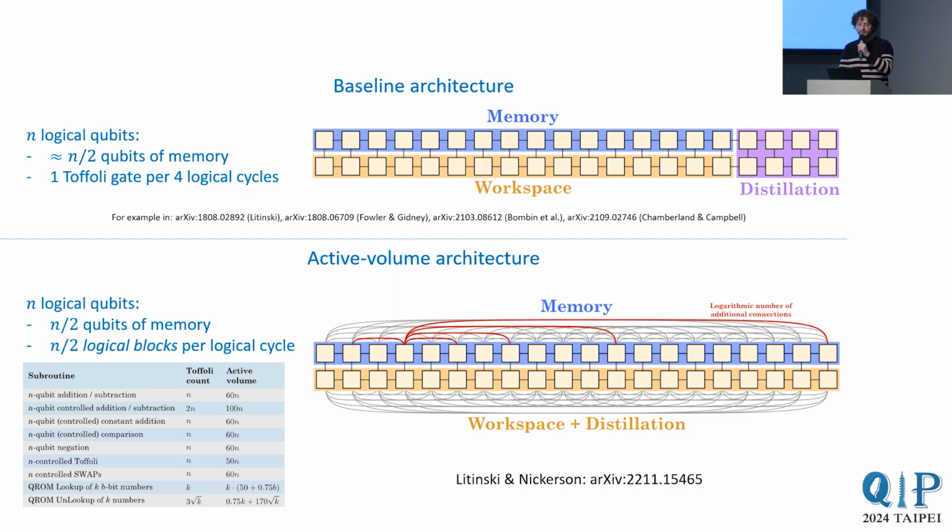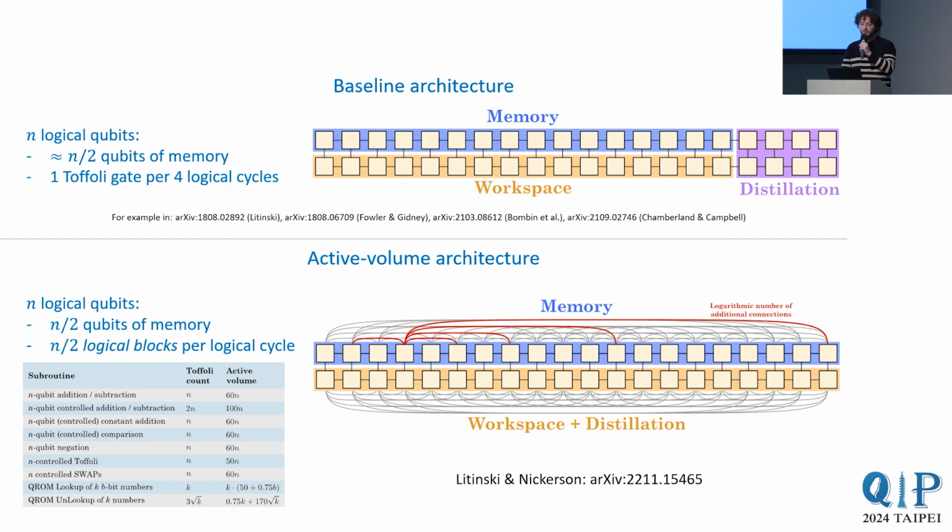So the main difference between the baseline and active volume architecture is that whenever we add logical qubits to an active volume quantum computer, we increase the memory and we also increase the speed, whereas in a baseline architecture, the speed remains constant. Now, if we think of our algorithms not in terms of small gates like Hadamards and Toffolis, but instead in terms of bigger subroutines like adders, comparators, and table lookups, then the steps to perform resource estimates are very similar for both architectures.